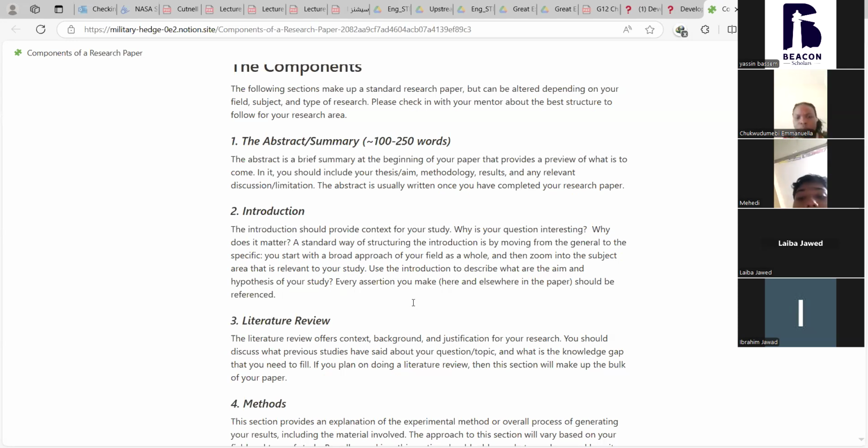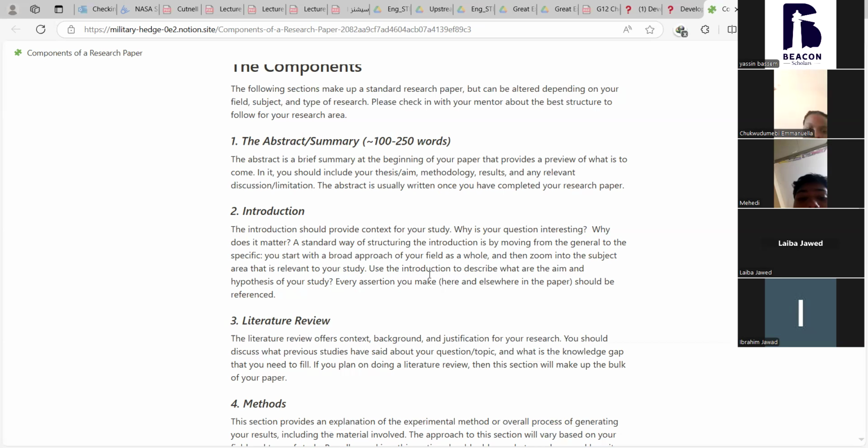Also, a standard way of structuring the introduction is by moving from general to specific. It's like the funnel, if you know it. So you start with a broad approach of your field as a whole, and then zoom into the area that is relevant to your study. So start with a broad field, then get narrower to your specific title or your study. Okay.